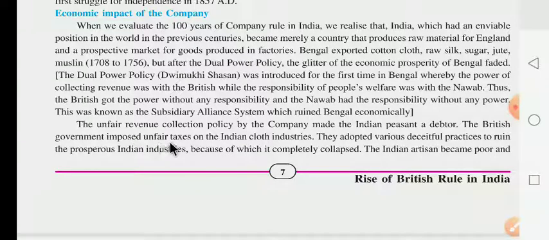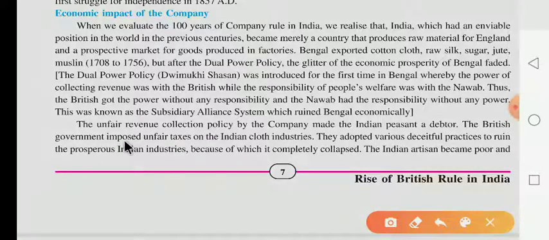The British government imposed unfair taxes on the Indian cloth industry. What was the meaning of imposed? Imposed means thopa gaya, lagaya gaya. What? More taxes, unfair taxes on the Indian cloth industry, and they adopted various deceitful practices. To ruin means barbad kar dena, nash kar dena, the prosperity of the Indian industry, because of which it completely collapsed. Collapse means the Indian industry totally fell, ekaek gir jana.